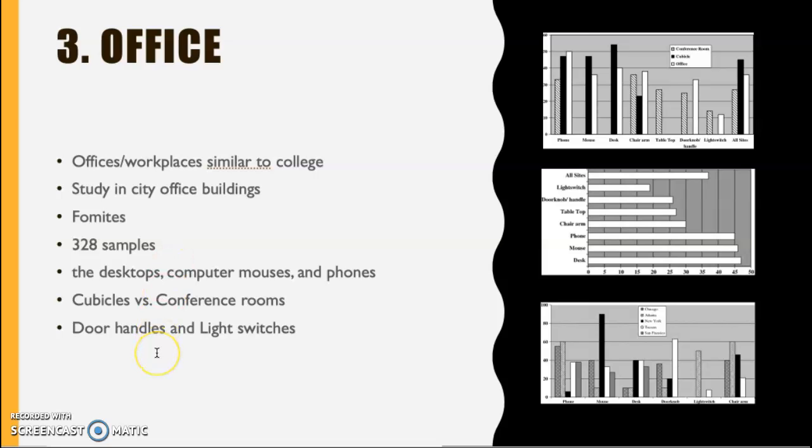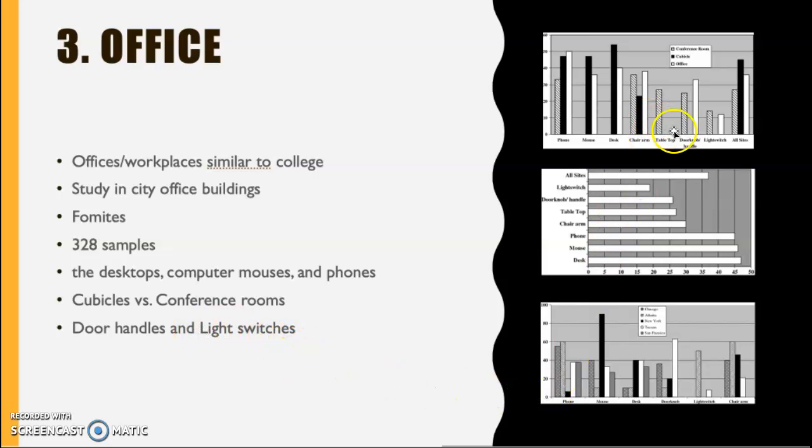So, cubicles versus conference rooms. There were more bacteria found in small cubicles than conference rooms. And then the door handles and light switches barely had any bacteria on them.